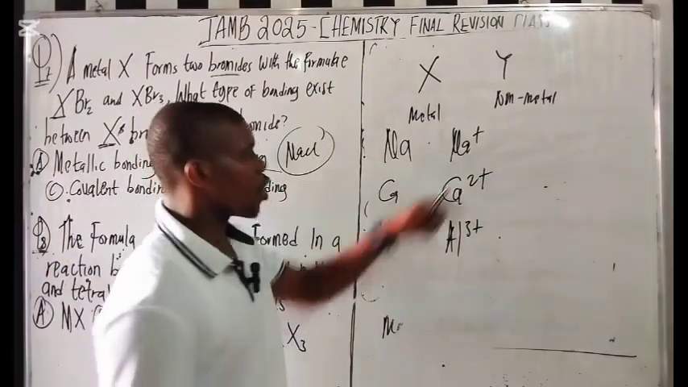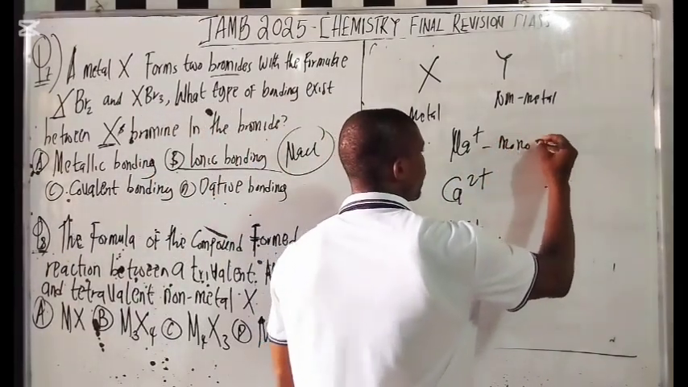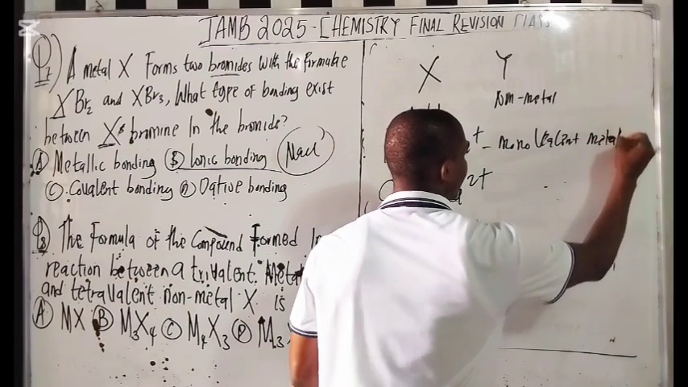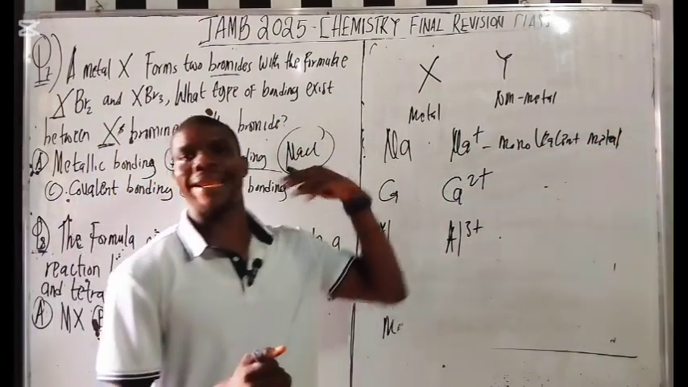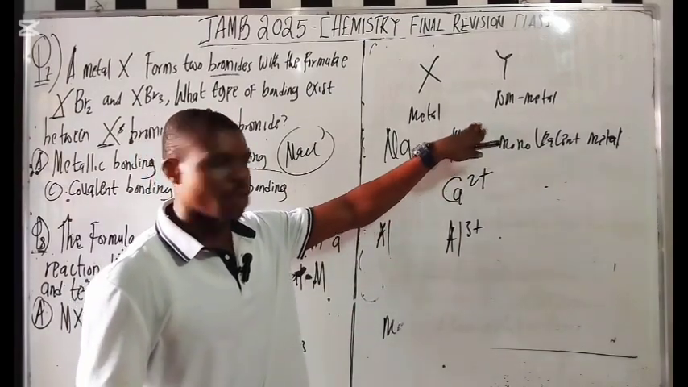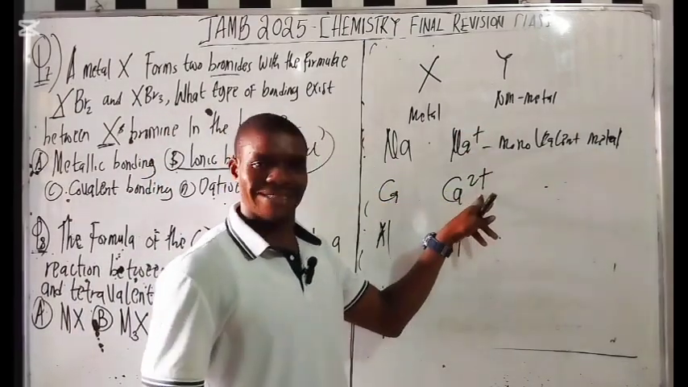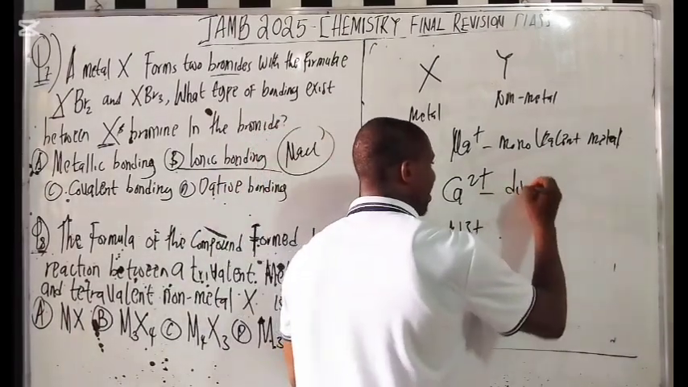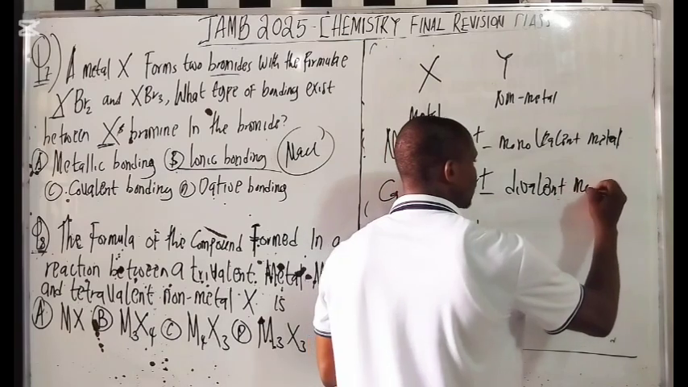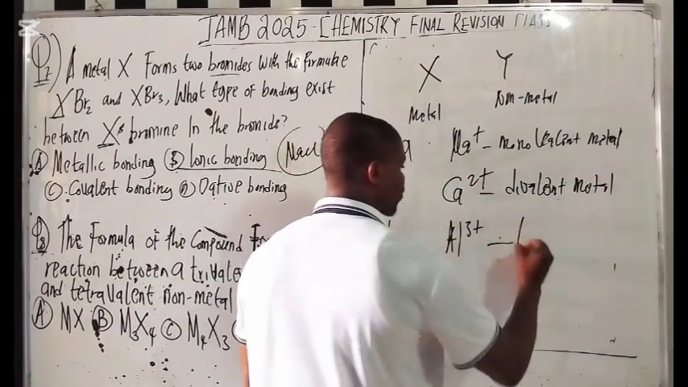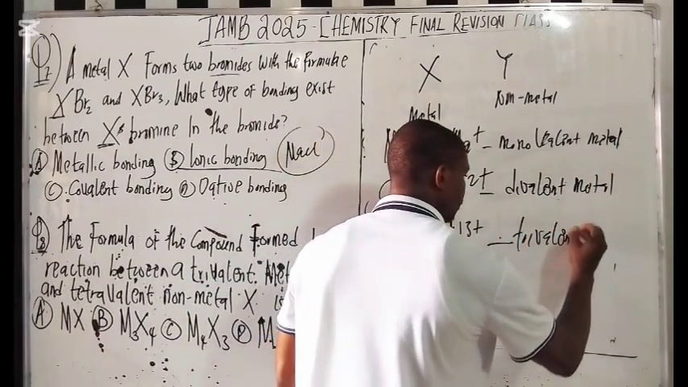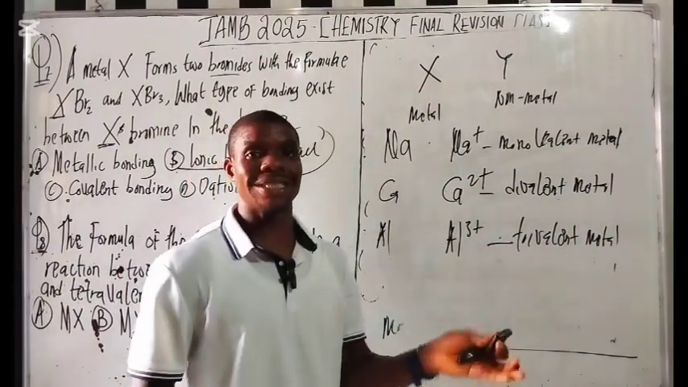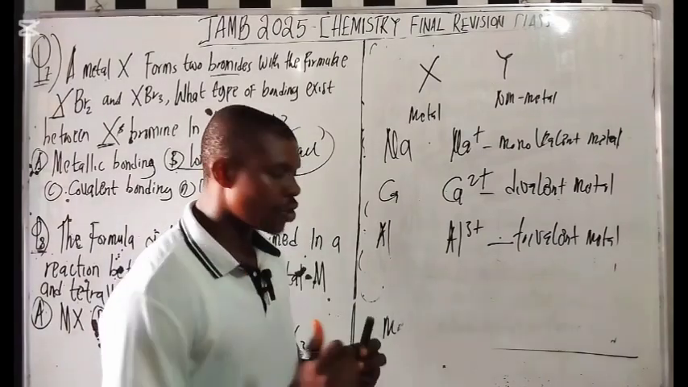Now, this one is called a monovalent metal, because it loses 1 electron to form this ion. This one is called a divalent metal. This one is called a trivalent metal. If you have any metal that loses 4 electrons, it's called a tetravalent metal. Do you understand? This is what you want to understand here.